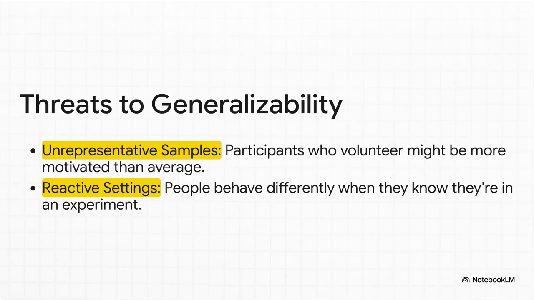And you guessed it, just like with internal validity, this one has its own set of threats. Your sample of people could be unrepresentative. For example, volunteers who sign up for a study are often way more motivated than the average person. The setting itself can also be a problem. People often act differently when they know they're part of an experiment. We call this a reactive setting.